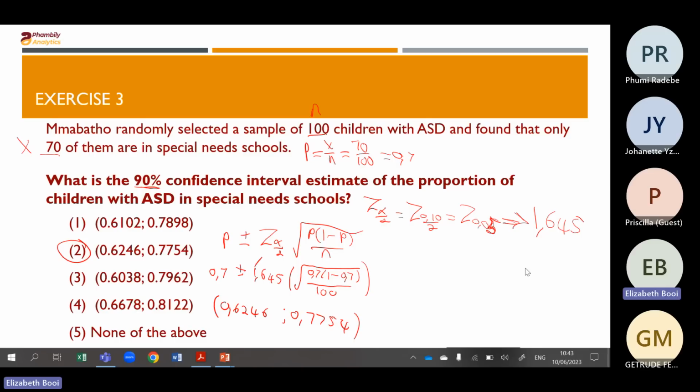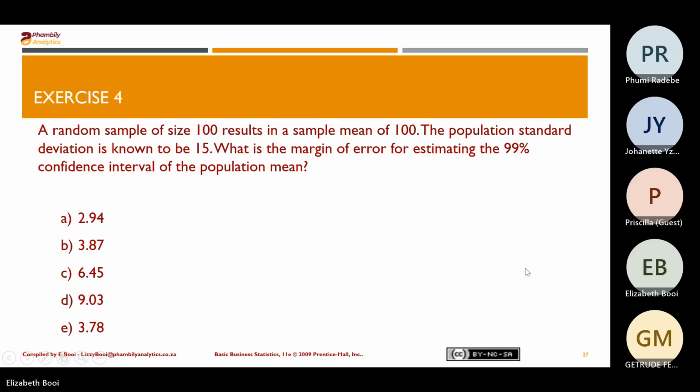Okay, let's look at another question. Now, this is for you to answer. You must let me know what it is that they've given us. A random sample of 100 results in a sample mean of 100. The population standard deviation is known to be 15. What is the margin of error for estimating a 99% confidence interval?